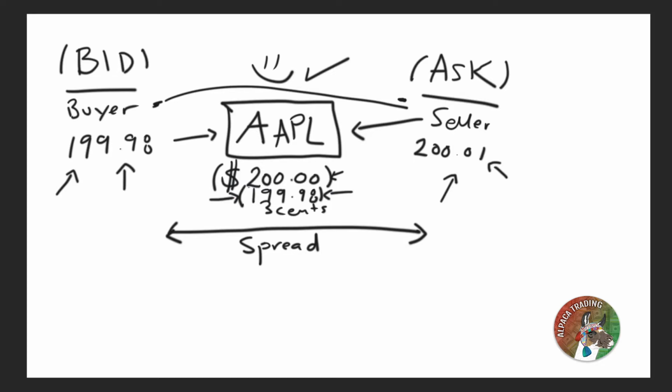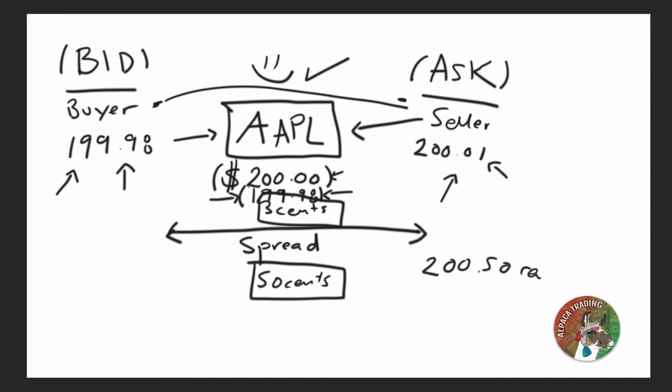Now let's go back to the spread. We talked about how there is a 3 cent spread, right, between the current seller and the buyer's numbers. What if the spread was 50 cents? Now, this would probably never happen with Apple because Apple is a very high volume stock. But let's just say for this example that a seller would want to sell Apple at $200.50, and then the buyer would want to buy it for only $200. So this 50-cent difference is huge.